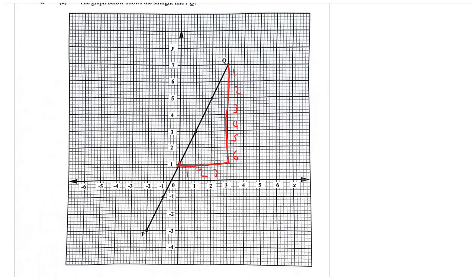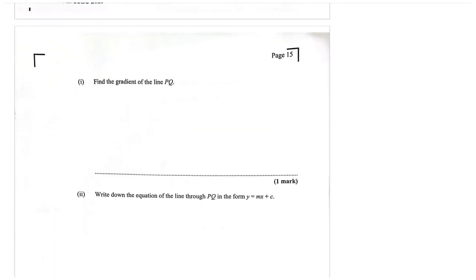Now, if you recall that the gradient is rise over run. So this is rise, which is equal to 6 squares, and the run, which is equal to 3 squares. So therefore, if I go back down to the question, gradient is equal to rise over run, which is equal to 6 over 3, and that's equal to 2. So a gradient is equal to 2. Right? So that is the easiest way to find the gradient.